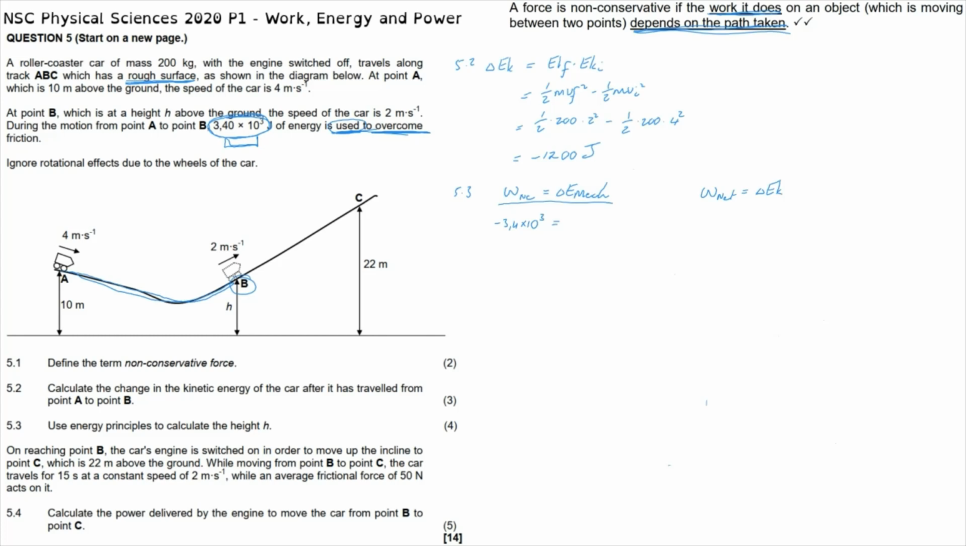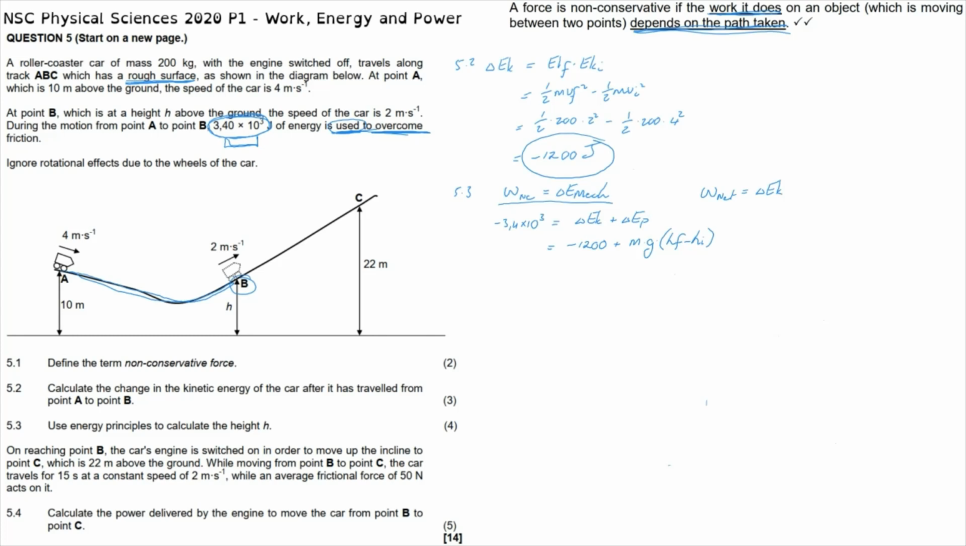and that is equal to the change in mechanical energy, which we know is the change in kinetic energy plus the change in potential energy, where the change in kinetic energy we've calculated in the previous question, and so we can simply substitute that 1,200 joules of kinetic energy that we know has been lost in, and then we have our change in potential energy, which is the mass of the object multiplied by the gravitational acceleration, multiplied by the final height of this object, minus the initial height.